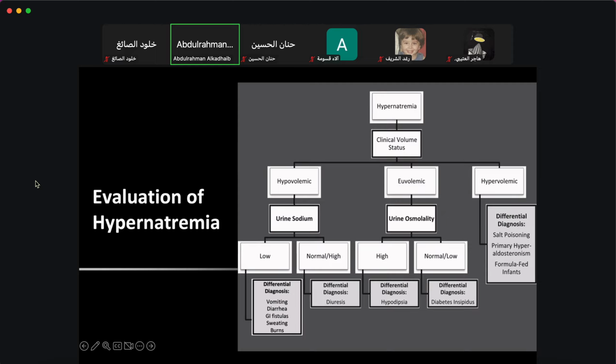In cases of hypervolemic hypernatremia, again, we classify the hypernatremia based on the body volume, as we did in the hyponatremia. This is a very rare condition, hypervolemic hypernatremia. We usually see it in patients with psychiatric illnesses who may present to the emergency department after ingesting a large amount of salt, or in very rare endocrine causes such as primary hyperaldosteronism, which may cause, again, hypernatremia and hypervolemia.